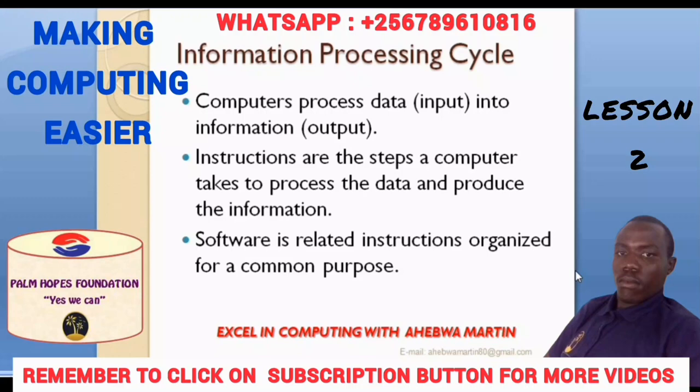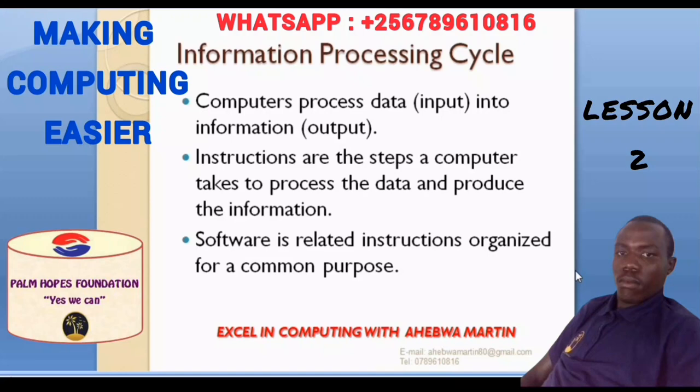Computers process data that is input, what we feed in. These are the numbers, the pictures, the videos which are not yet processed, into information which is output. Then we are saying instructions are the steps a computer takes to process the data and produce the information. Instructions, or what we call the guidelines, are the procedures through which a computer processes the data and produces the information.